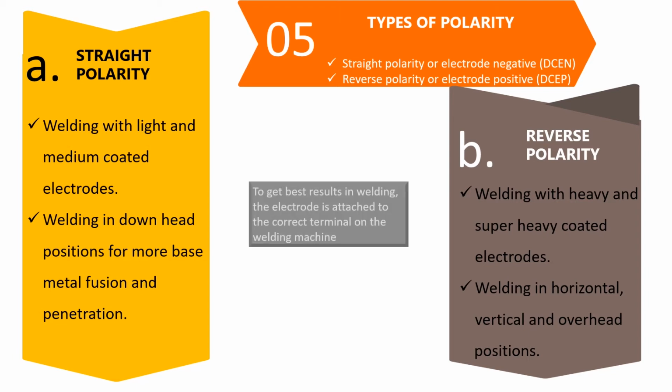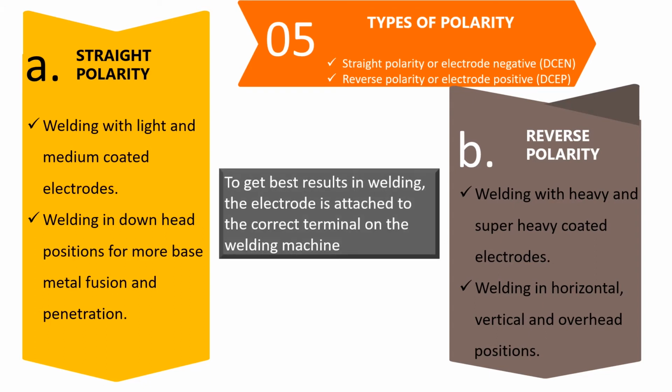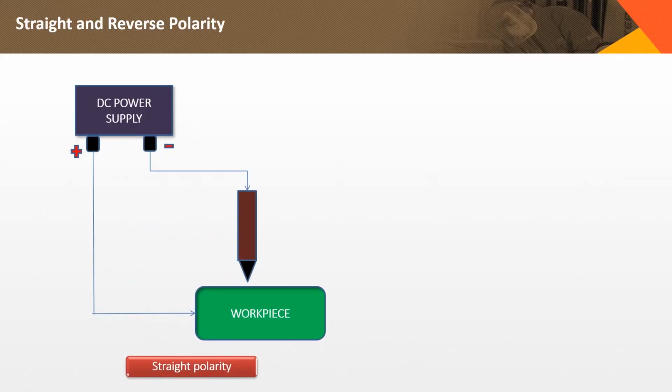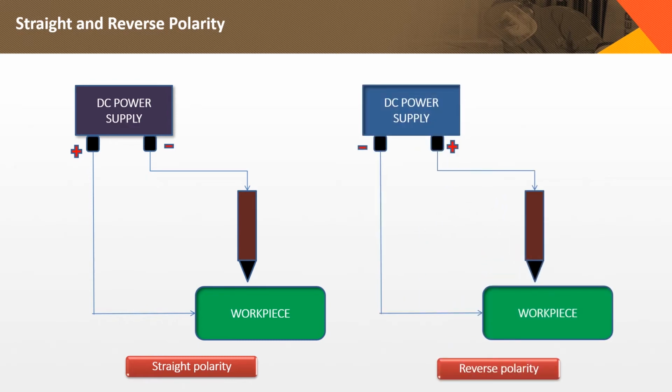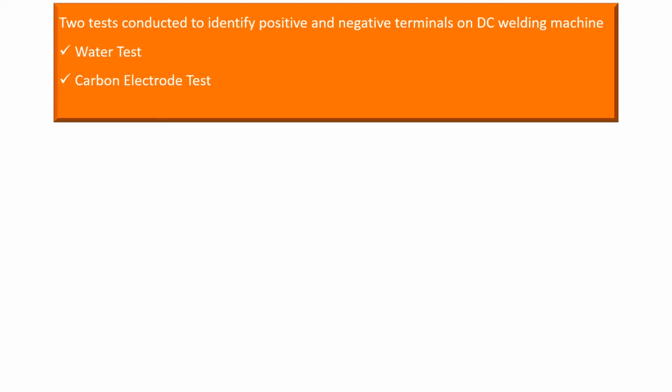To get the best results in welding, the electrode is attached to the correct terminal on the welding machine. In straight polarity, the electrode is connected to the negative terminal and the workpiece to the positive terminal of the power source. In reverse polarity, the electrode is connected to the positive terminal and the workpiece to the negative terminal of the power source. Two tests are conducted to identify the positive and negative terminals on a DC welding machine.